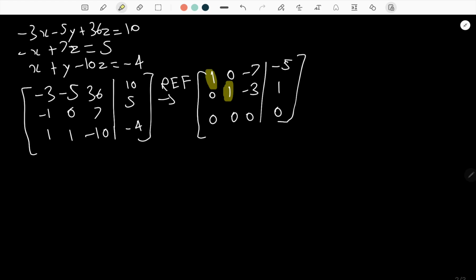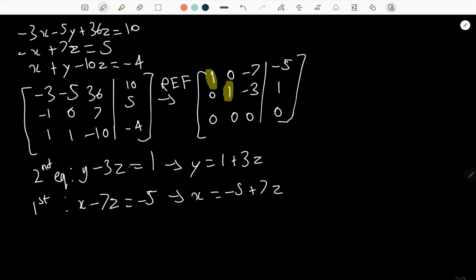So what we call this is when we have a variable with no pivot, that variable is free. So we have a free variable here. So now we write the equation. In the second equation we have y minus 3z is equal to 1, and then we solve for y, which is y equals 1 plus 3z. In the first equation we have x minus 7z is equal to minus 5, and then we bring z to the other side. So we get x equals minus 5 plus 7z.